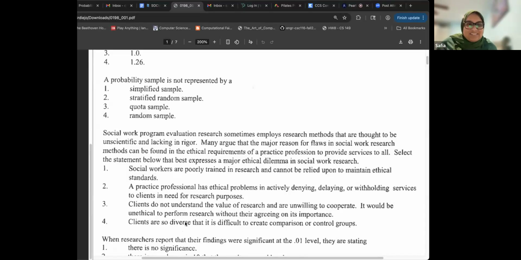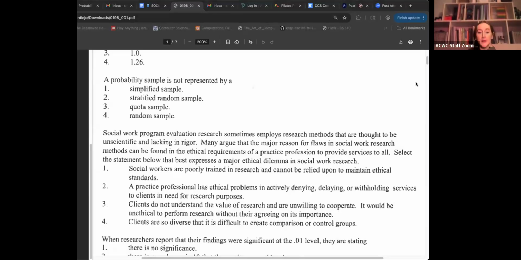Now I'm going to go back to the question. Yes. I would say 3. I can see where that's coming from. But all right, I'm going to go back to the question one second, Sophia. Do you see where it says on the last sentence, select the statement below that expresses a major ethical dilemma in social work research? Major ethical. So it is true that it would be unethical to perform research on them. Oh, that's why it's not informed consent right there. Okay, that answered it. Do you see the second sentence in number 3? It would be unethical to perform research without their agreeing on its importance.